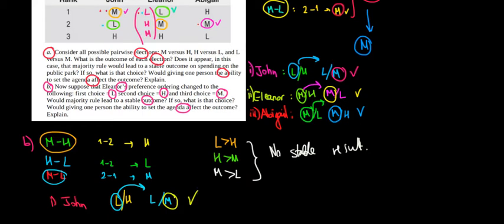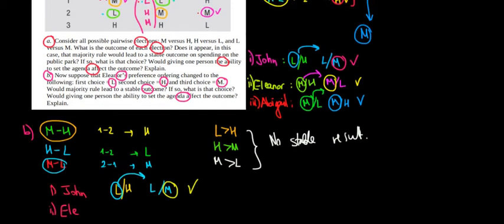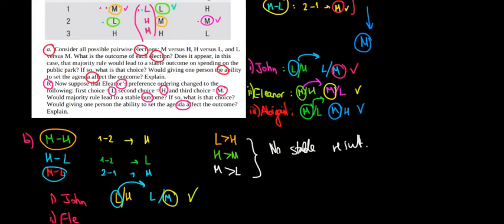Now let's see if it works for Eleanor. Let's go over here below. Eleanor, I'll just write Ele. Okay, what does she want? She wants, hold on, she wants the low, right? That's her preferred option. So she'll put the competitors in the first round.